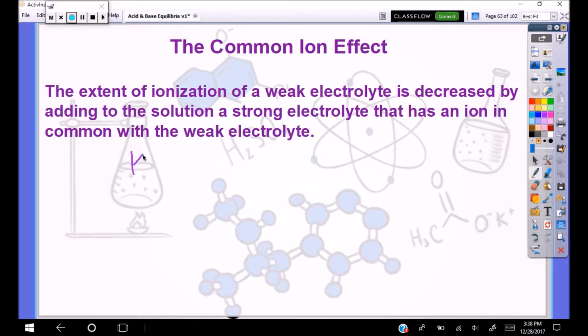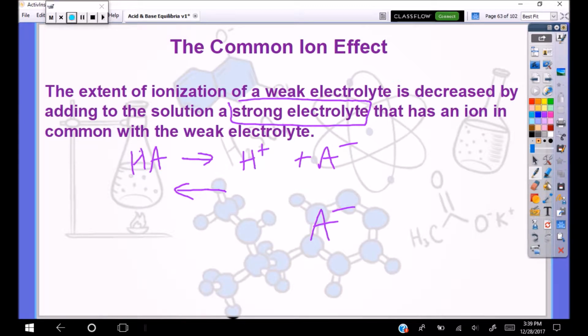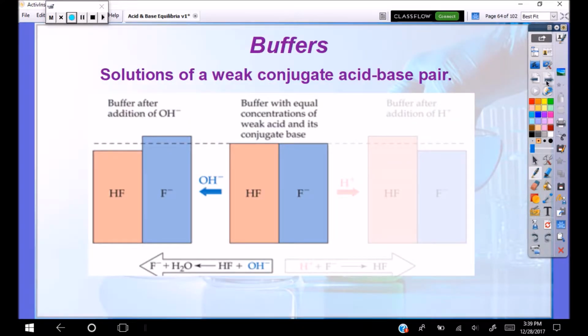So in simpler terms, I know I've got HA, and it's going to ionize to H plus and A minus, but if it's a weak acid, the equilibrium is going to lie far to the left as is. If I suddenly have way more A minus, that comes from my strong electrolyte, it's going to cause my equilibrium to first shift even further to the left. So we've got to look at where that strong electrolyte can come from.